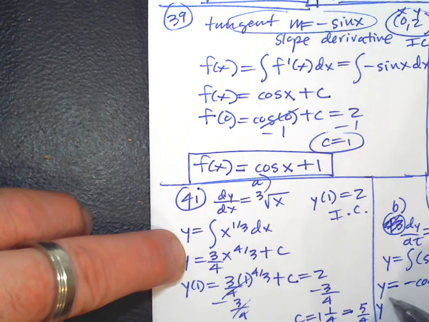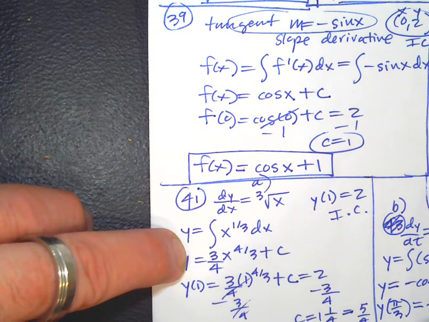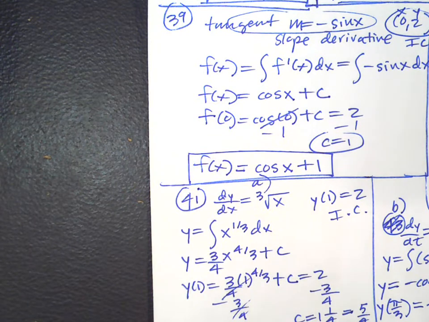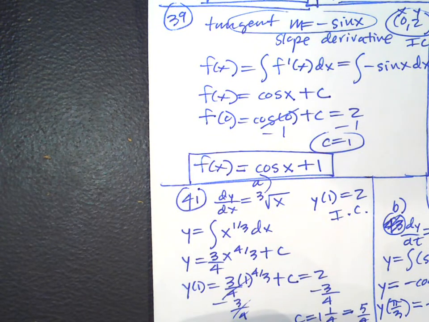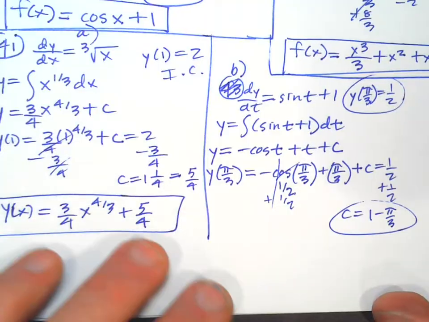So now we're going to plug pi over 3 in. It should give you 1/2. Now cosine of pi over 3 is 1/2, right? It's going to be negative, so you're going to add 1/2 to both sides, right? But then you're also subtracting pi over 3. So C equals 1 minus pi over 3. That's your C value.